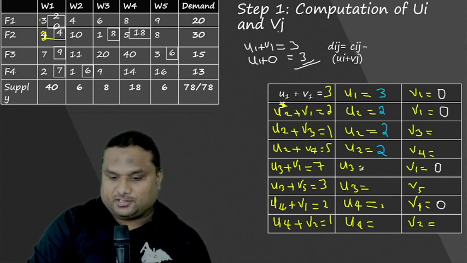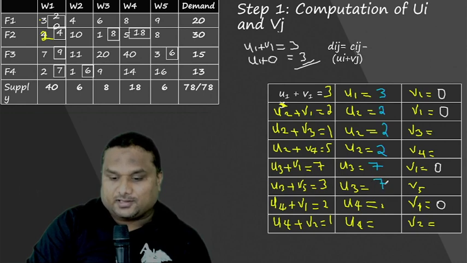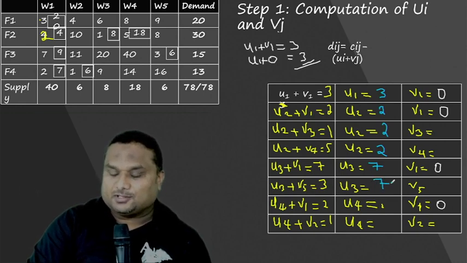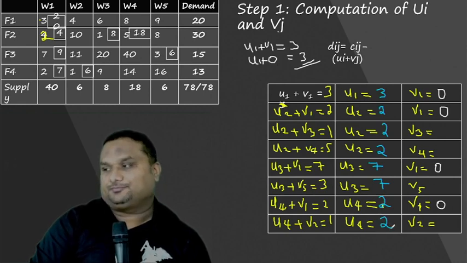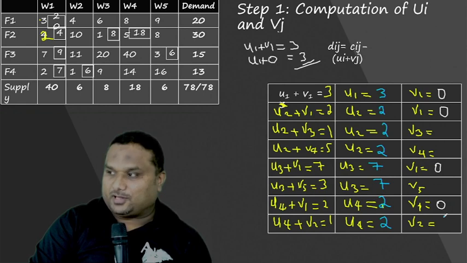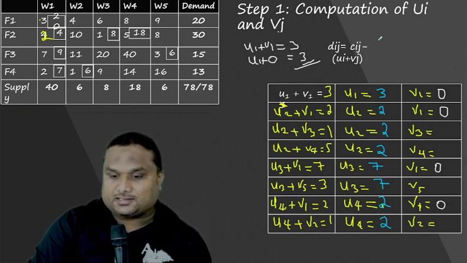Now V1 is equal to 0. If I put V1 equal to 0, U3 is equal to 7. I also got U3 equal to 7 here. Correct? Now V1 is equal to 0, U4 is equal to what? It is 2 only. Correct? Now we need to find out the remaining values here. Yes or no? Now I am taking the last equation.